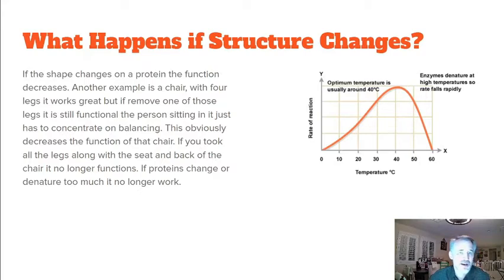Another example is a chair with four legs. It works great, but if you remove one of those legs, then it still functions. The person that's sitting in it just has to concentrate on balancing, right? You can't tilt one side or the other because you would fall. This obviously decreases the function of that chair. If you took all the legs out, well, then the seat and the back of the chair would no longer function, or you'd be sitting on the ground. So if proteins change or denature too much, then they're no longer going to work. They'll either slow down or won't work as well, or they'll completely stop eventually.